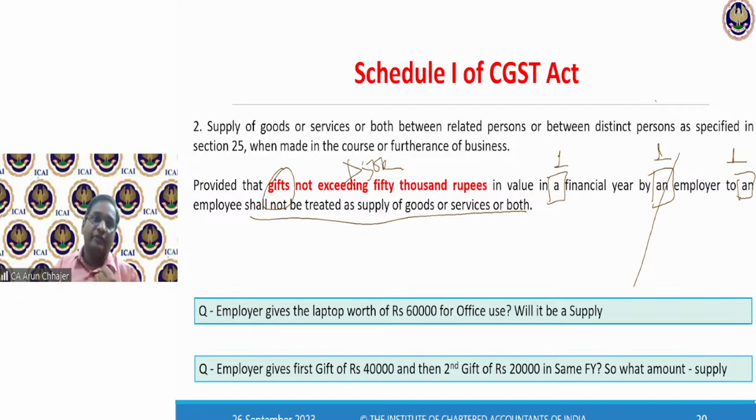Second example I have given: on first occasion, A received from the company a gift of rupees 40,000. On second occasion, from the same company in the same financial year, they received a 20,000 gift. My question is, entire 60 would be taxable, 40 plus 20, 60 minus 50, 10 would be taxable, nothing would be taxable, or only 20 would be taxable.